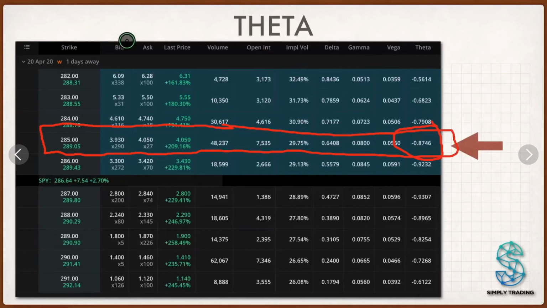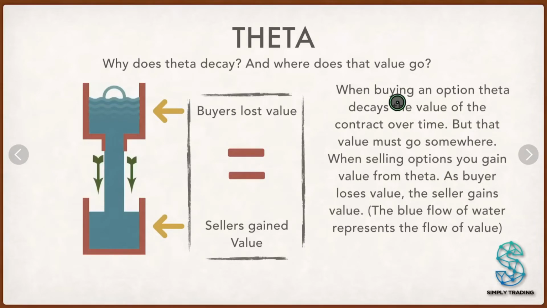Now, if we look, this expires in 1 day, so it has a pretty high theta already. If you were to choose a contract with a farther away expiration date, that theta would be much lower. So again, every day that you hold this options contract, your option contract value will decrease by $87. Okay, so now we're going to look more in depth on this.